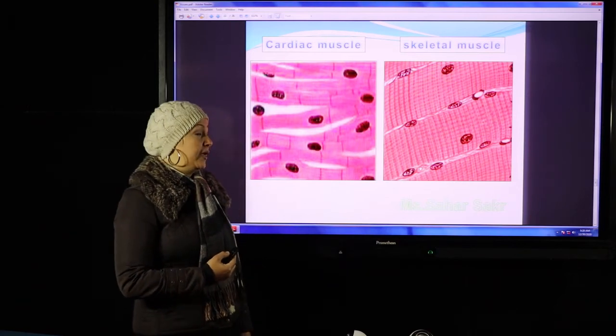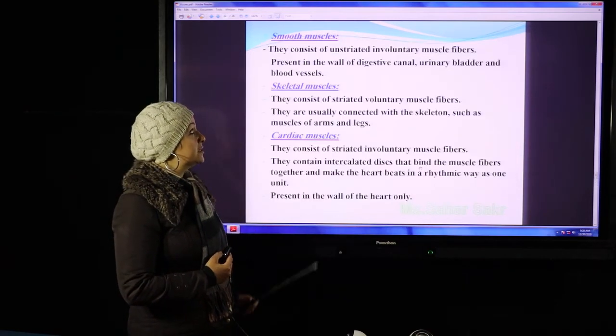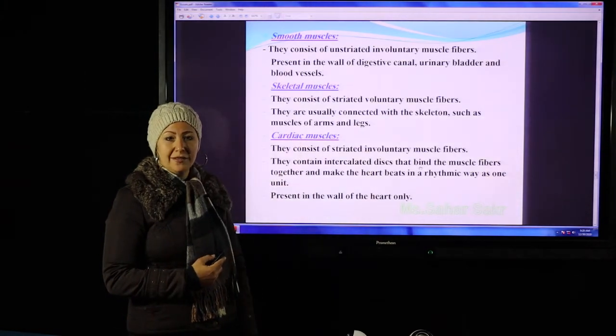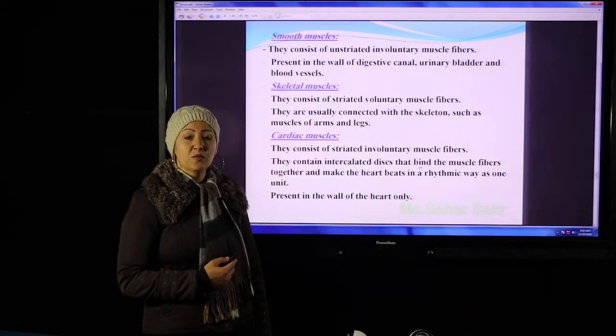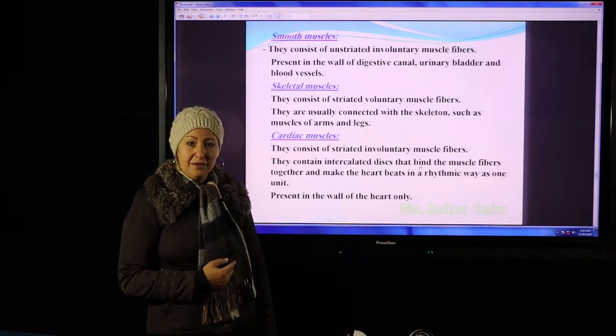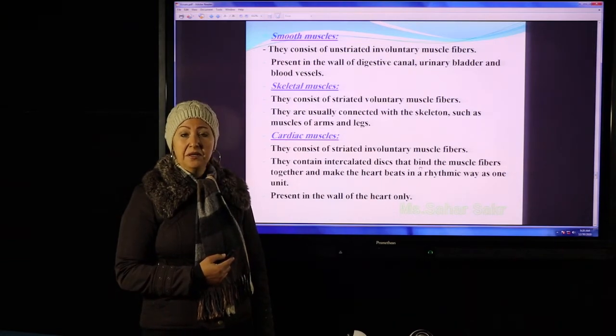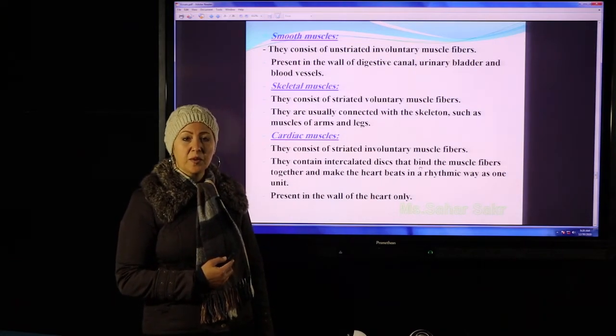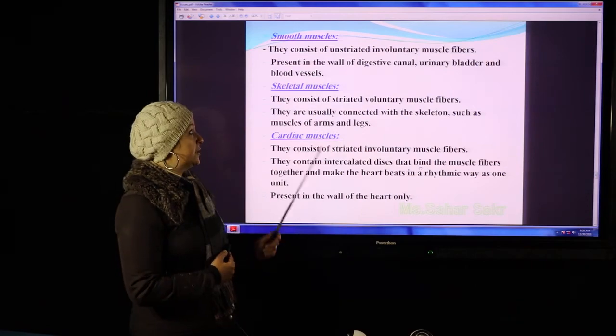Okay, but we have another type of muscle, which is the smooth muscle. It's unstriated. The smooth muscle is unstriated. Unstriated means it doesn't contain actin or myosin protein, or actin or myosin filaments. So it appears under the microscope as unstriated. So we call that the smooth muscle.